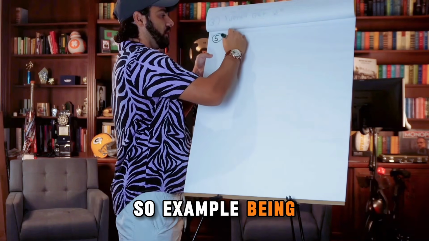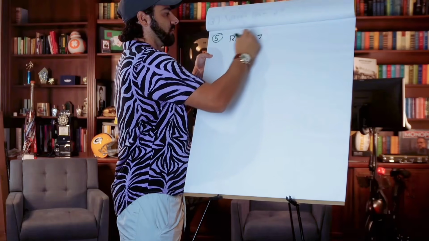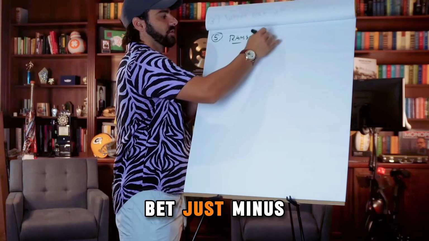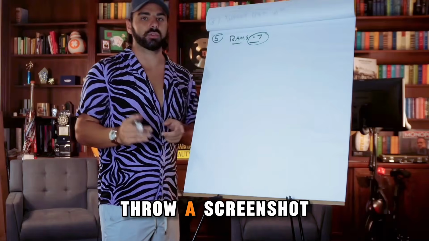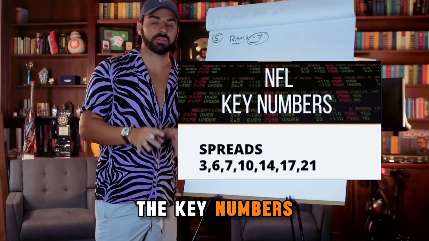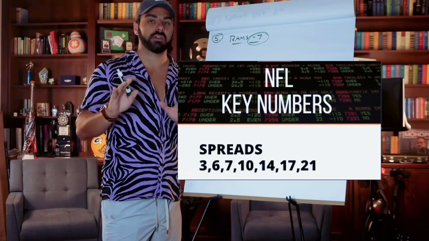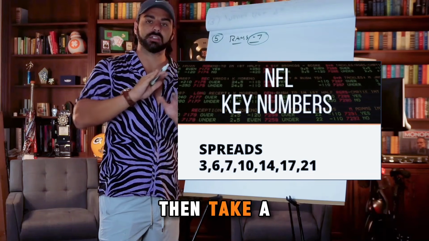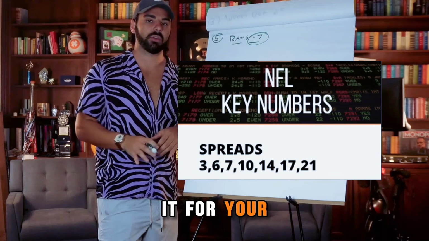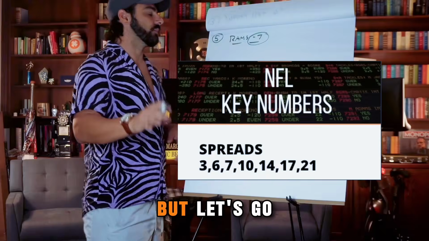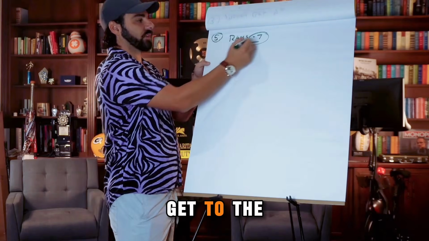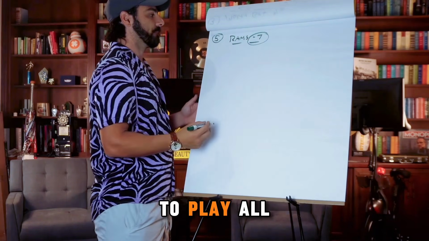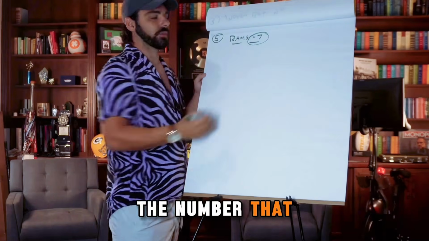So for example, let's say it's Rams -7. We can't bet this just like that. You cannot bet just -7. Now I'm going to throw a screenshot up of all the key numbers, so make sure you grab a screenshot of it if you need it. I'm going to put it up here so you can see it and take a screenshot so you can save it for your archives, because it's very, very important. But let's get to the example we're using here. Rams -7, let's say. That's what we want to play. Well, that's not the number that we're going to be taking.